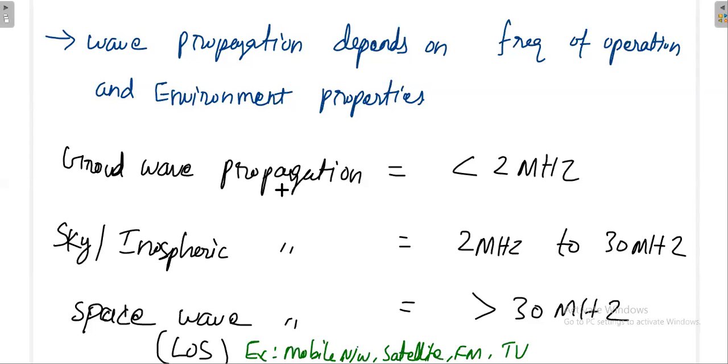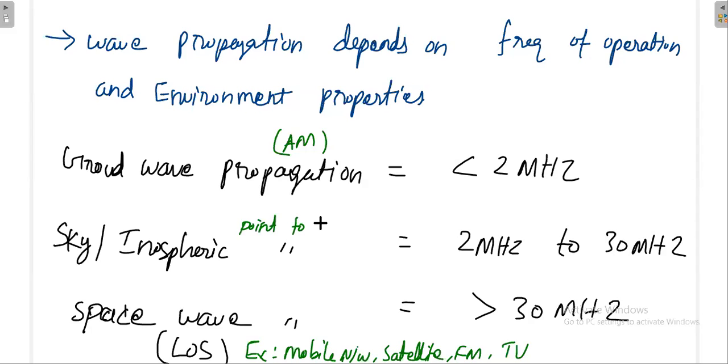Then what is the ground wave communication? The example for ground wave communication is AM radios. Then where is the sky wave or ionospheric used? In general, sky wave and ionospheric wave propagation is used for point-to-point communication. This is mainly used for point-to-point.